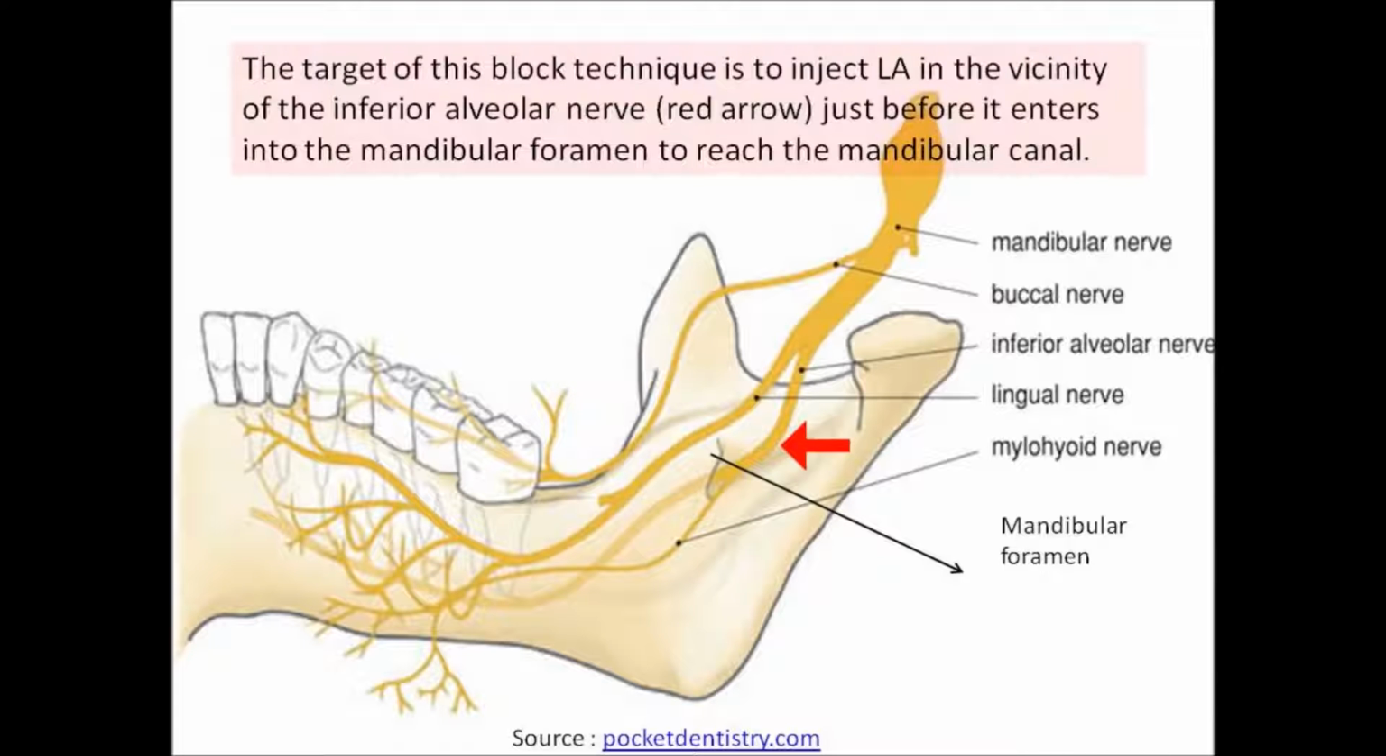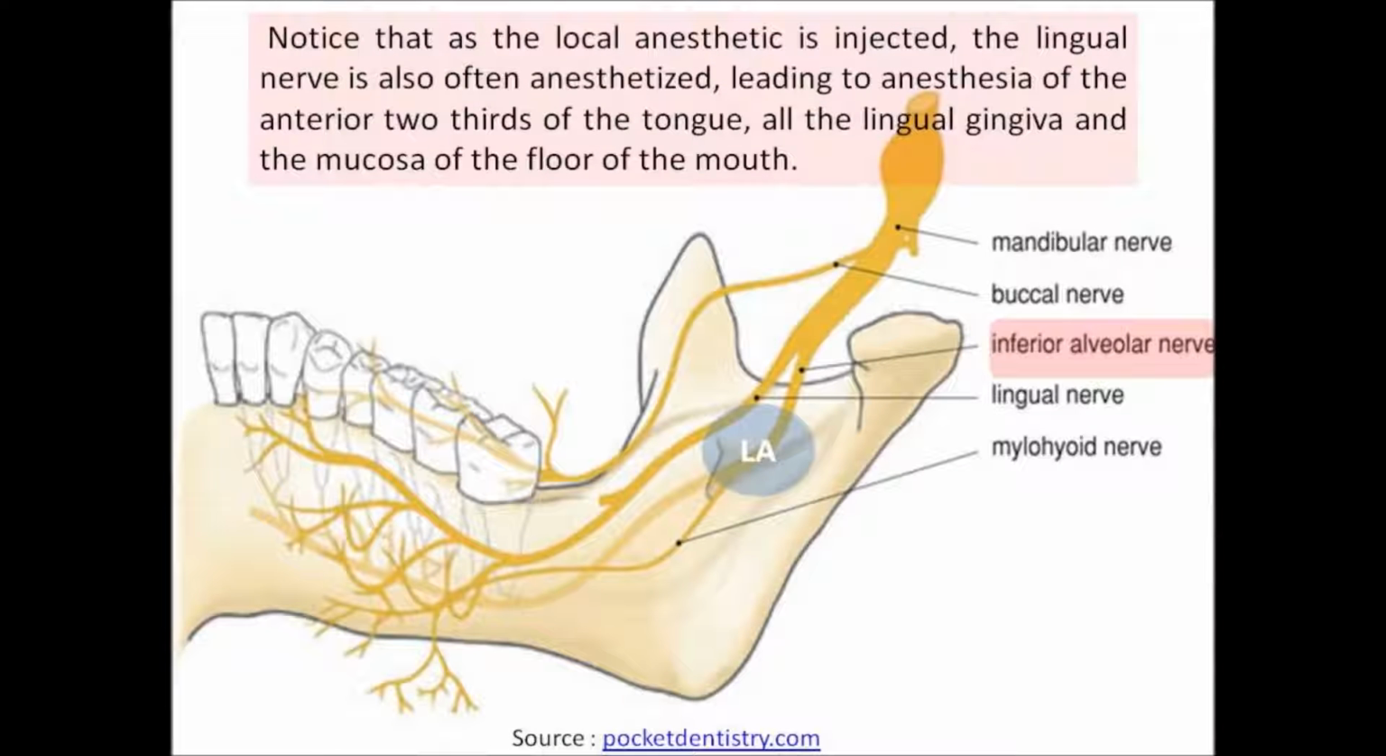The target of this block technique is to inject local anesthetic in the vicinity of the inferior alveolar nerve just before it enters into the mandibular foramen to reach the mandibular canal. This image shows the local anesthetic after it has been injected.